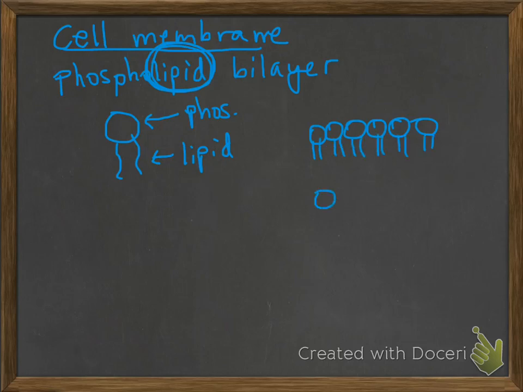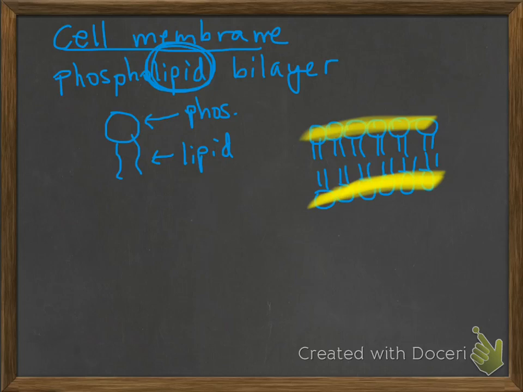And then they hang out with another set that hangs out this way: tail, tail, tail, tail. And you get the double layer. Let's use this highlighter. Here's layer 1, here's layer 2. And so this becomes a double layer. So that's the phospholipid bilayer. Now things can pass through here, which means this membrane is semi-permeable.